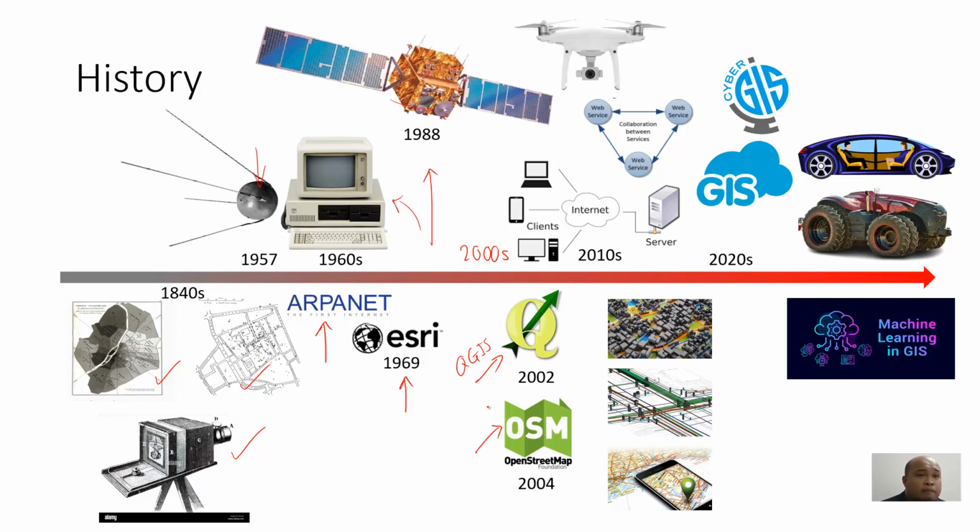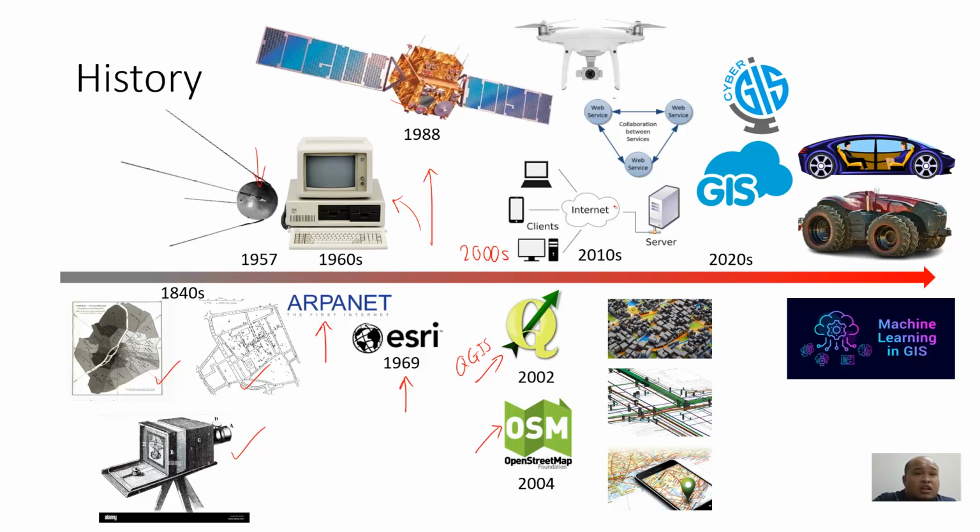Right. And then in 2010, the client server application started, where the internet connects all the clients, the devices of many users, to the server. So online GIS was produced right here, where you can use GIS software online instead of installing it onto your computer.